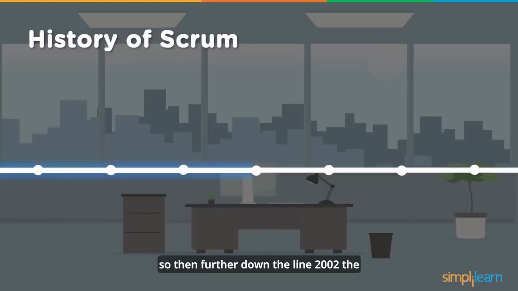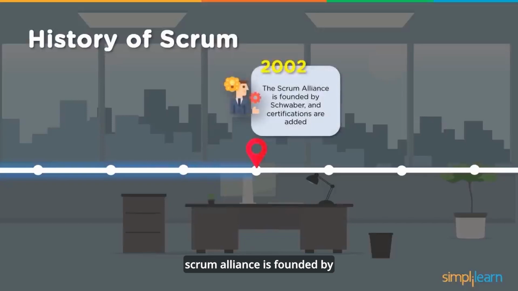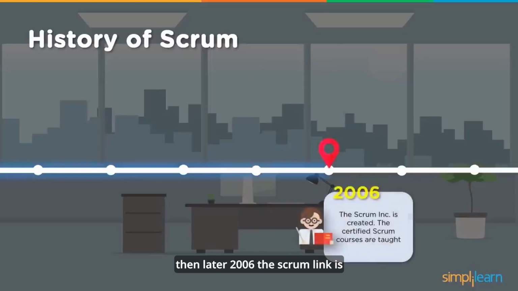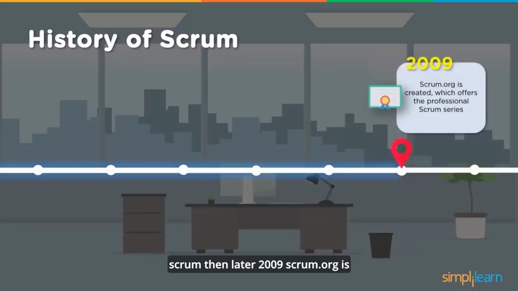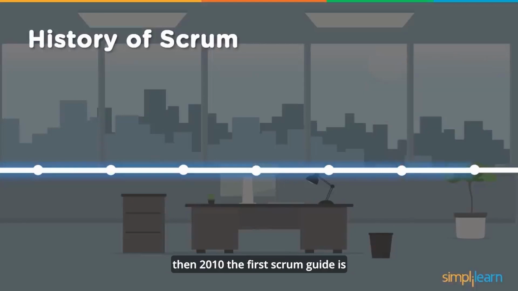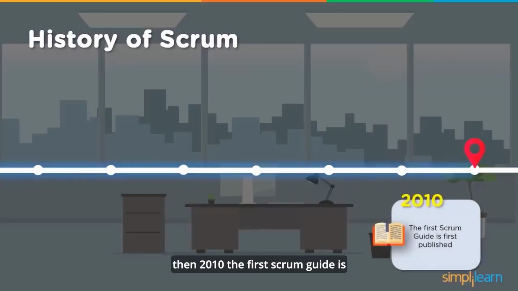Then further down the line, in 2002, the Scrum Alliance was founded by Weber and certifications were added. Later in 2006, Scrum Inc. was created and certified Scrum courses were taught. So people started getting certified on Scrum. Then later in 2009, Scrum.org was created, which offers professionals a Scrum series of certifications. Then in 2010, the first Scrum guide was published, which was made available to everyone. From then, I think more and more people started adopting Scrum methodologies.